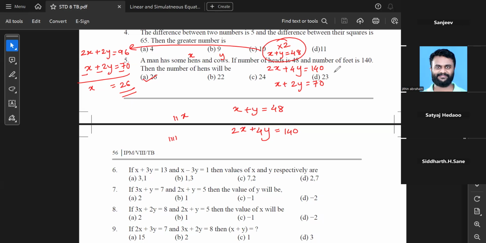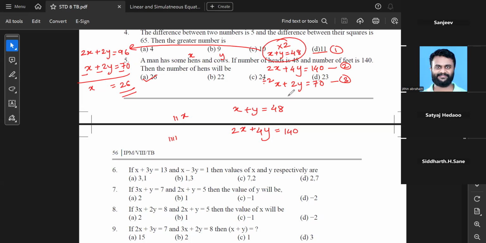So I have this equation, which is my second equation. This was my first equation. Now I understood that the whole equation is divisible by 2. So what did I do? I divided the whole equation by 2. When I divided the whole equation by 2, this 2x became x, 4y became 2y, 140 became 70, and that became my third equation. Do you understand?